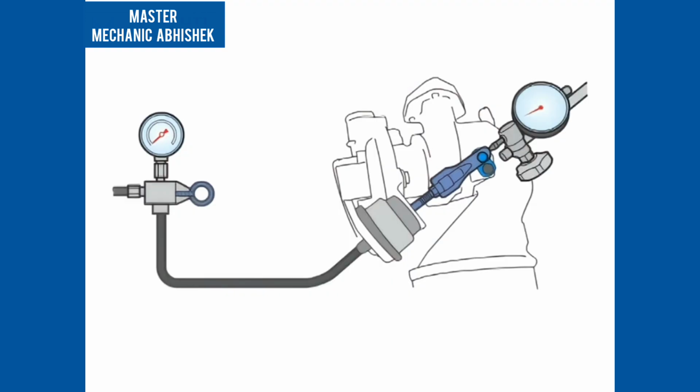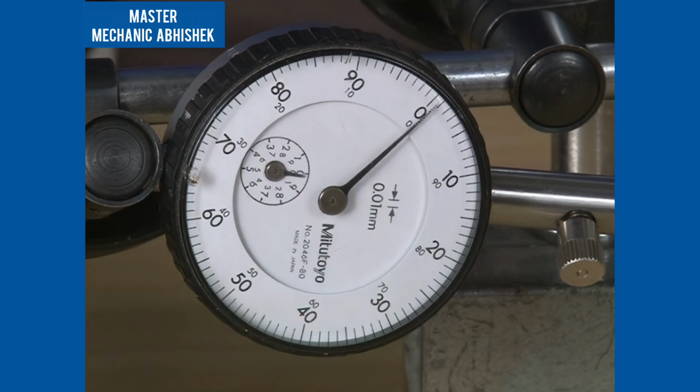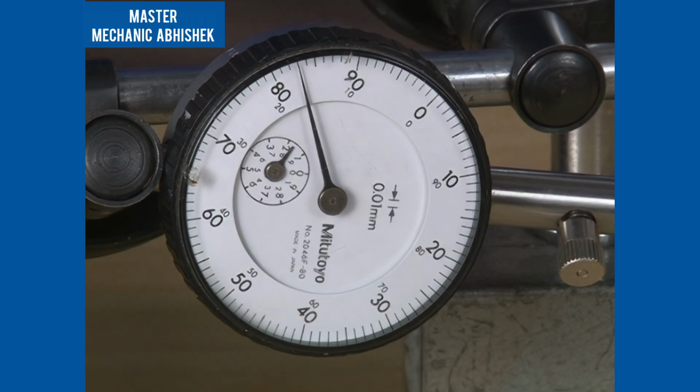Open the air pressure valve of special tool gently and adjust the air pressure to specified value. Note down the travel of the valve on the gauge. Travel should be within specified range given in the service manual of the vehicle. If the value is out of specified limit, refer to the service manual for diagnosis and correction.